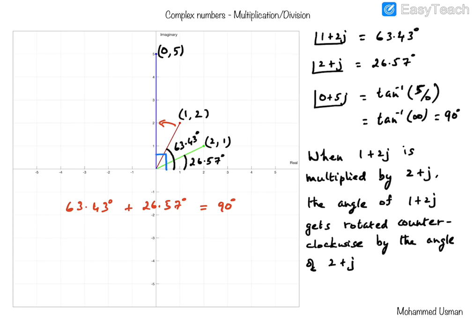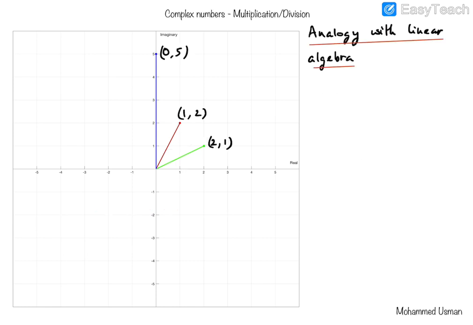So let us now establish the analogy with linear algebra, where we can have a vector being multiplied with a matrix, which is a linear transformation operator. The matrix represents a linear transformation, and that linear transformation will have the effect of scaling as well as rotation. So basically what we're saying is, if we have this vector 1 comma 2, let me write that in vector form, 1 2.